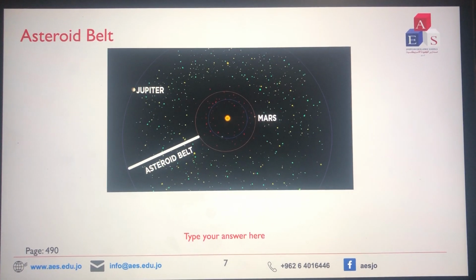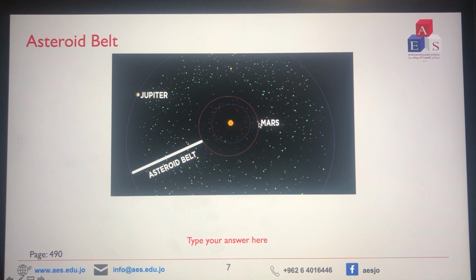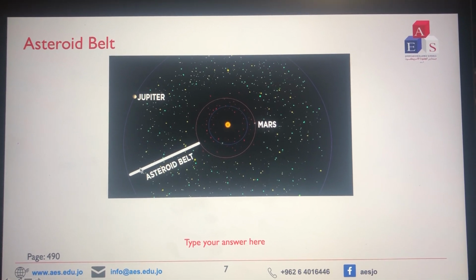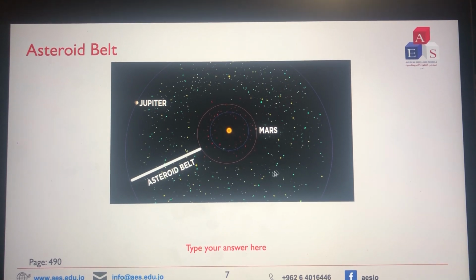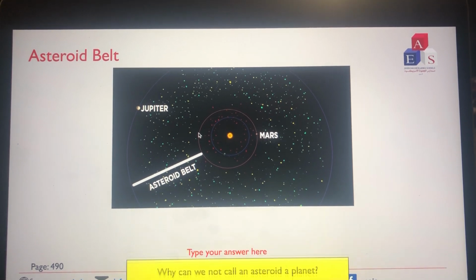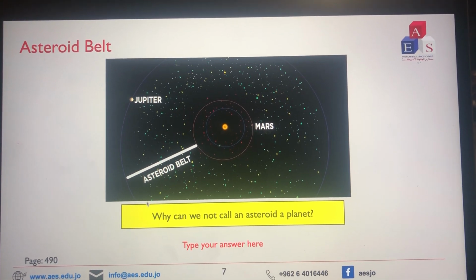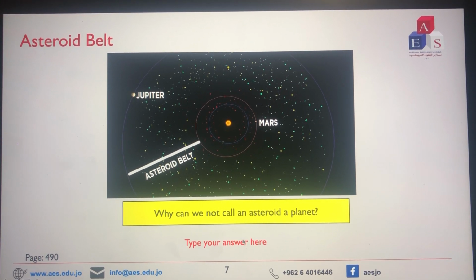Now, look here. You can see this is Jupiter and this is Mars. There's an asteroid belt, a very large one right here, that orbits this area right here where all the asteroids are found. So based on this information and from your book, why can we not call an asteroid a planet? Please type your answer.